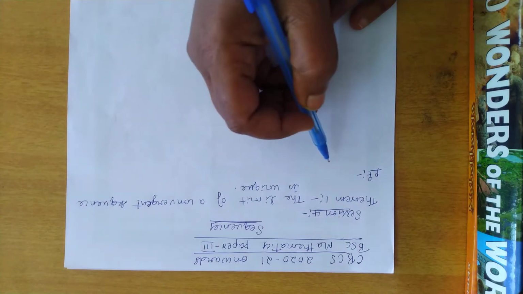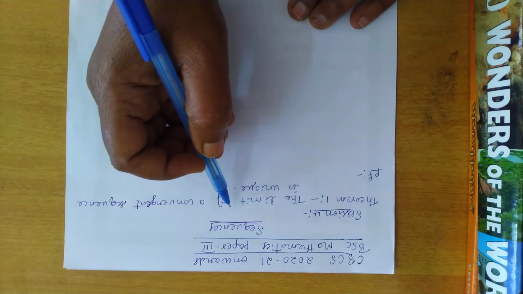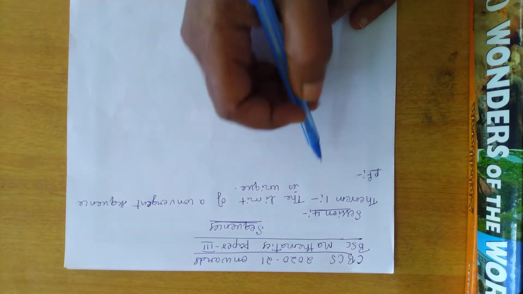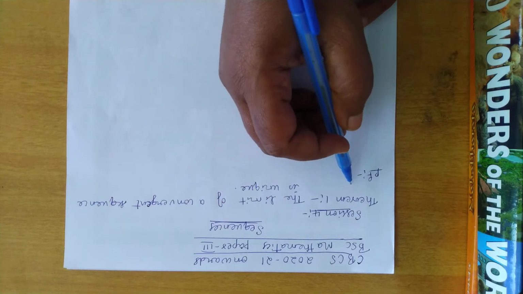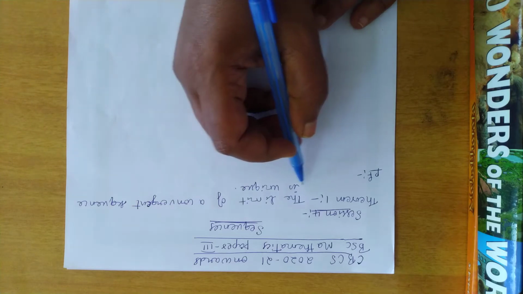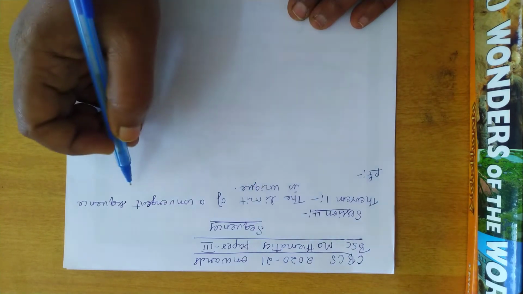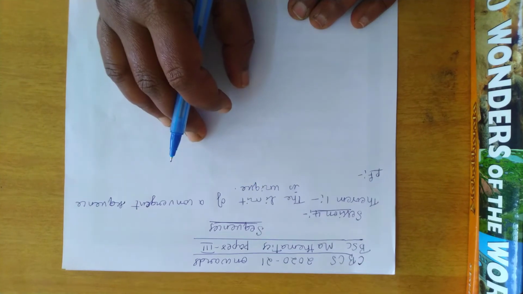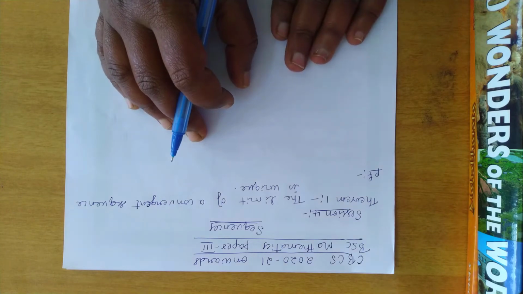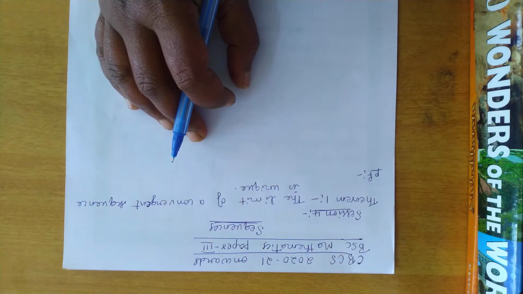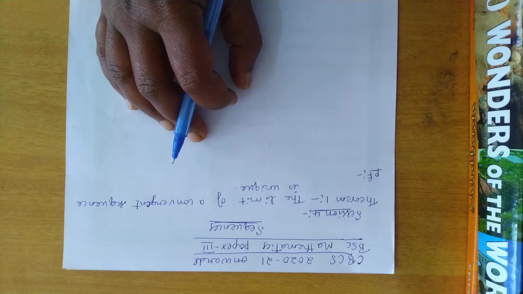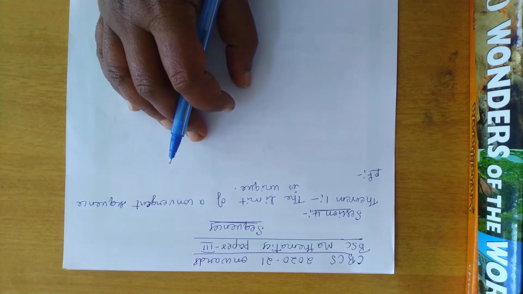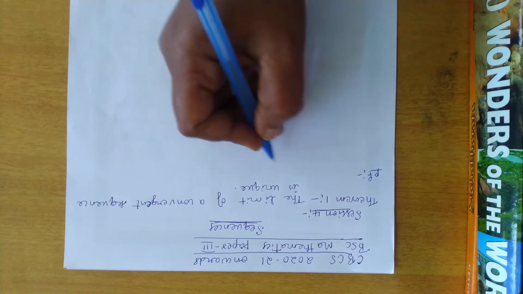BSc Mathematics paper 3, sequences. Session 4, theorem 1. The theorem statement tells that the limit of a convergent sequence is unique. This statement tells you that if the sequence is convergent, then you are going to have a unique limit. So let us start the proof of this theorem.